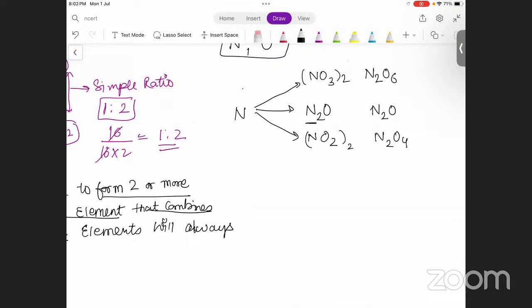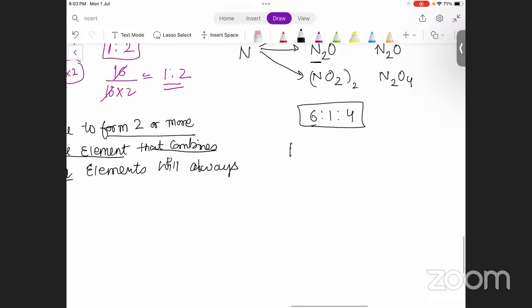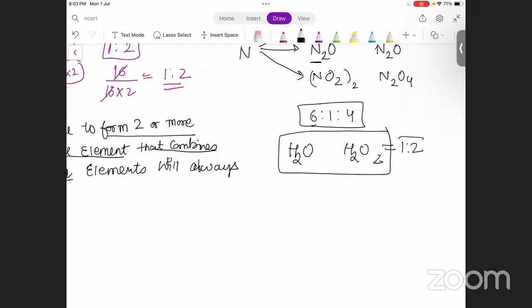Yes, they are in simple ratio. So 1:4, right? Similarly, you can do it for water and H2O2. So here what you can see is that they are in ratio 1:2. Whose mass we are looking at? We are looking at the mass of oxygen.